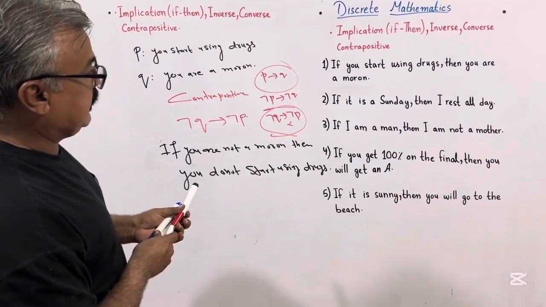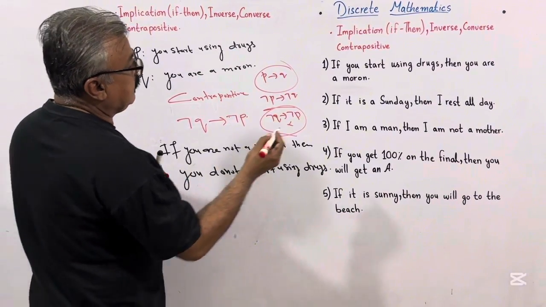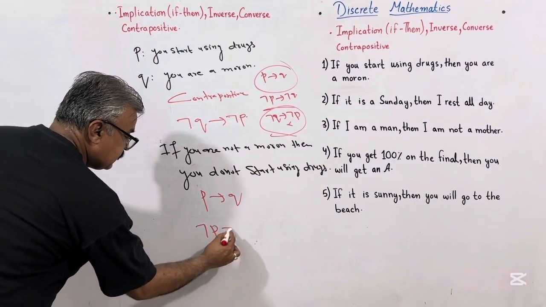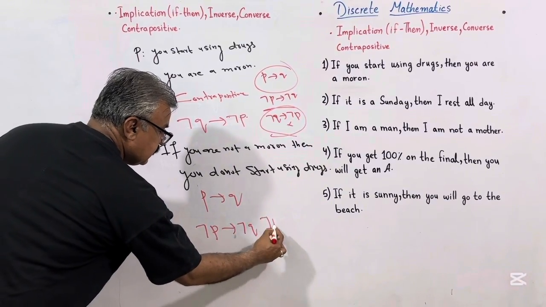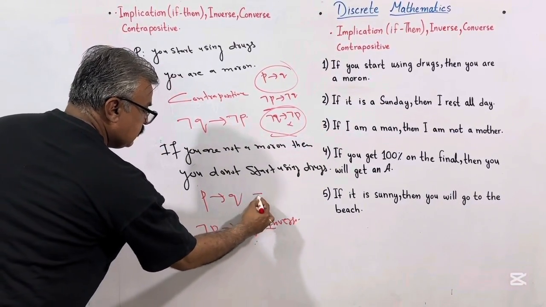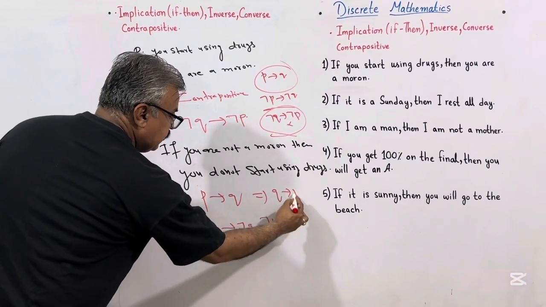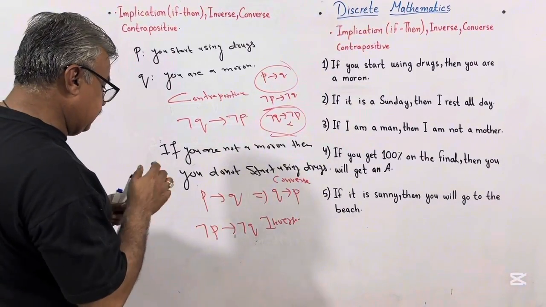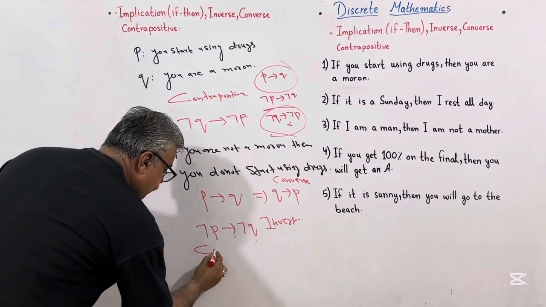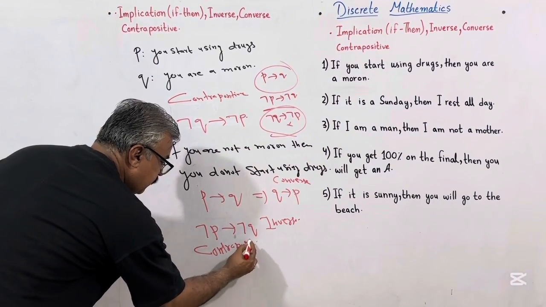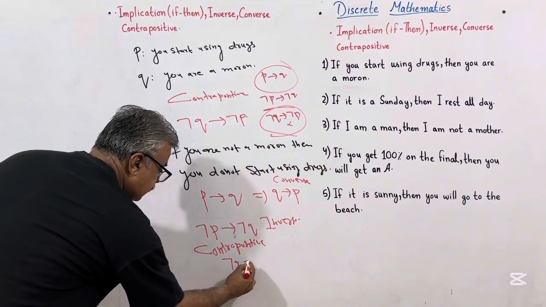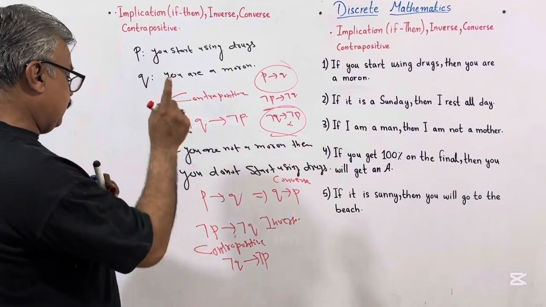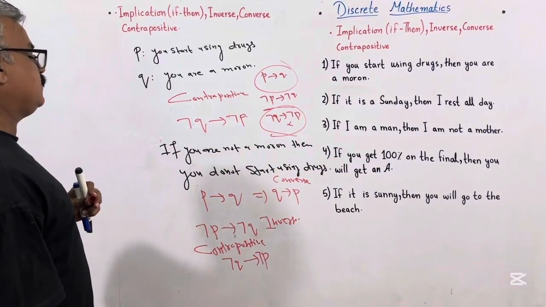Let me write it simply. This is our simple implication, P implies Q. This is our inverse, negation P implies negation Q. What about the converse? Q implies P. This is our converse. The blend of inverse and converse is the contrapositive: negative Q implies negative P. How to read the contrapositive in words? If you are not a moron, then you do not start using drugs.